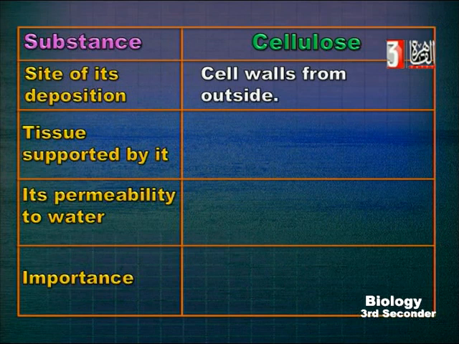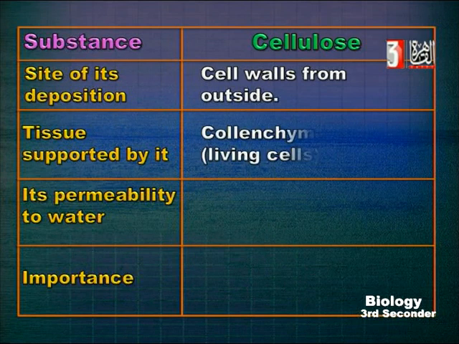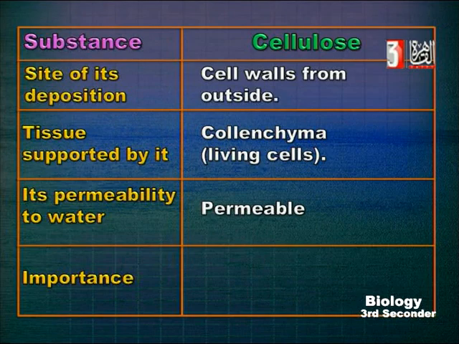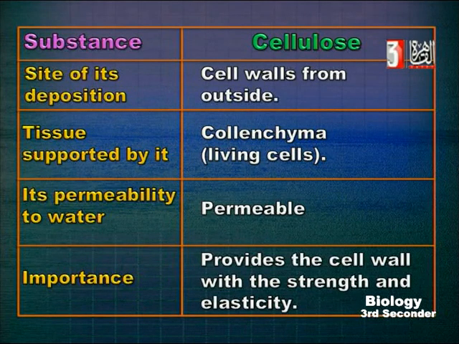Cellulose is present in the cell walls from the outside, present in collenchyma, and it is living tissue. Cellulose is permeable to water because it is formed from irregularly distributed fibers that make pores inside the cellulose. Its importance is to provide the cell wall with strength, with elasticity or flexibility.